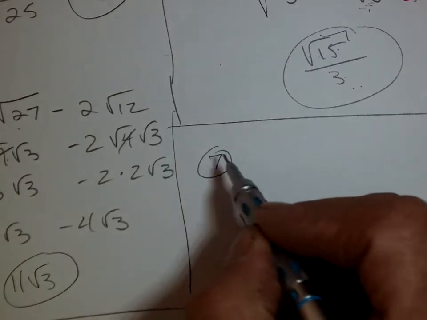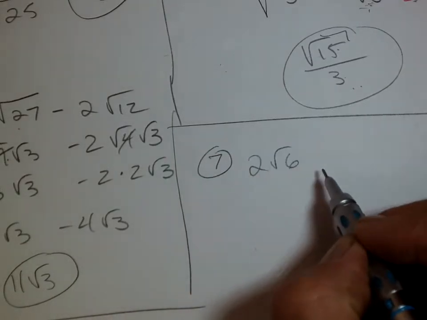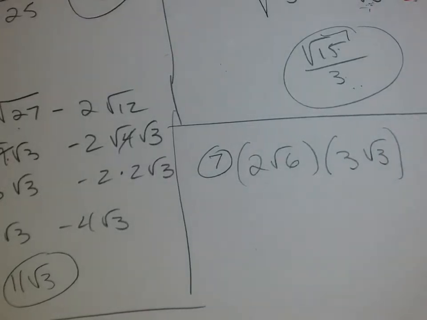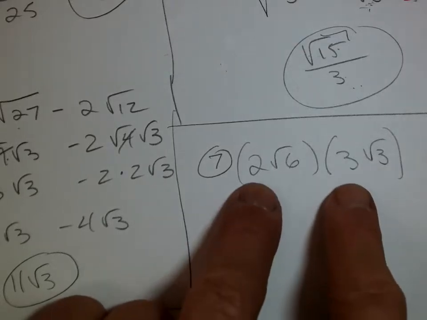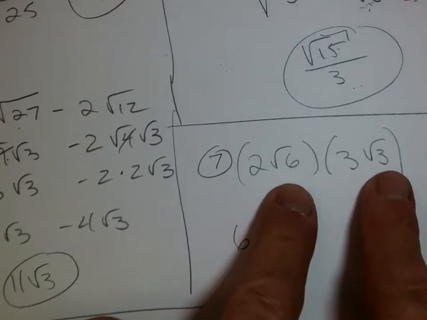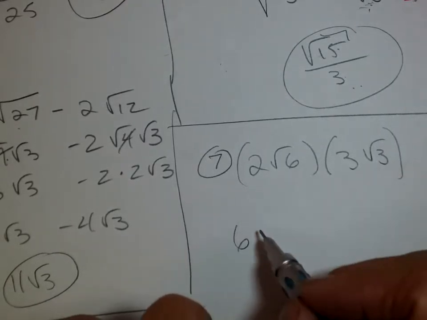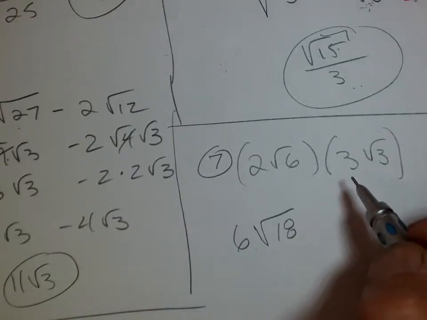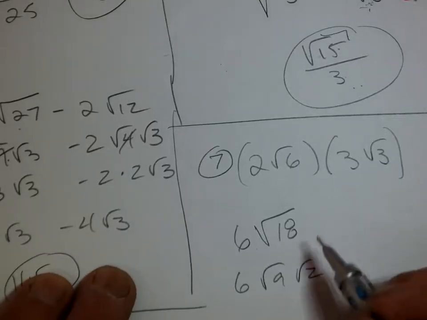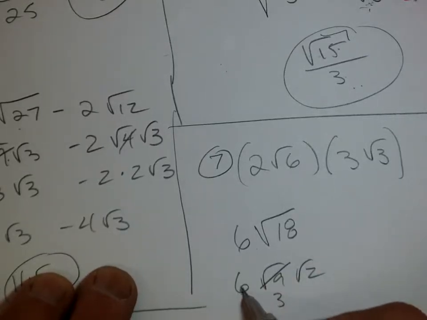Number 7. 2 square roots of 6 times 3 square roots of 3. Okay. So there's no FOIL because there's no plus signs. There's no distribute because there's no plus signs. What we can do is multiply. Let's multiply our whole numbers. 2 times 3 is 6. Let's multiply our square roots. Square root of 18. We can break down 18, right? 9 and 2. Square root of 9 is 3, times the 6 is just 18 square roots of 2.